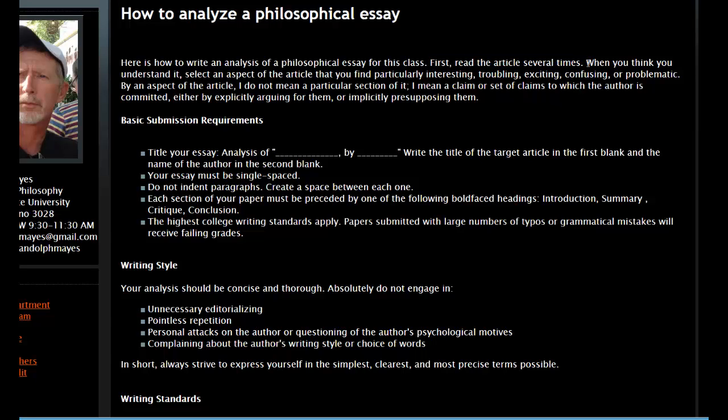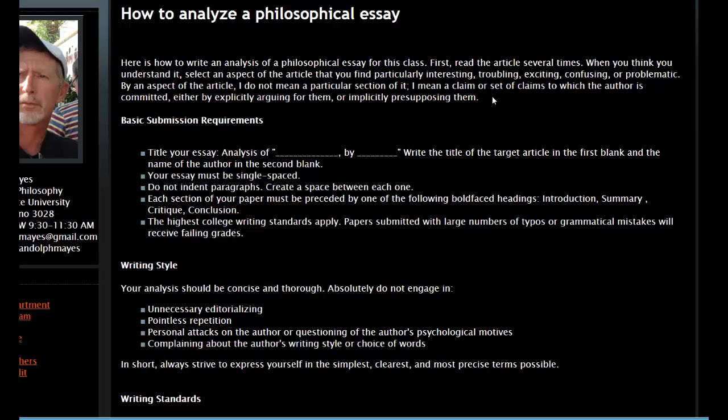Okay, so then it says when you think you understand it, or have begun to understand it, select an aspect of the article that you find particularly interesting to talk about. And I say that by an aspect, I don't mean a particular section of it. It could be a section, but I don't mean a particular section. What I mean is a claim or set of claims or an argument that you find interesting and worth analyzing and talking about.